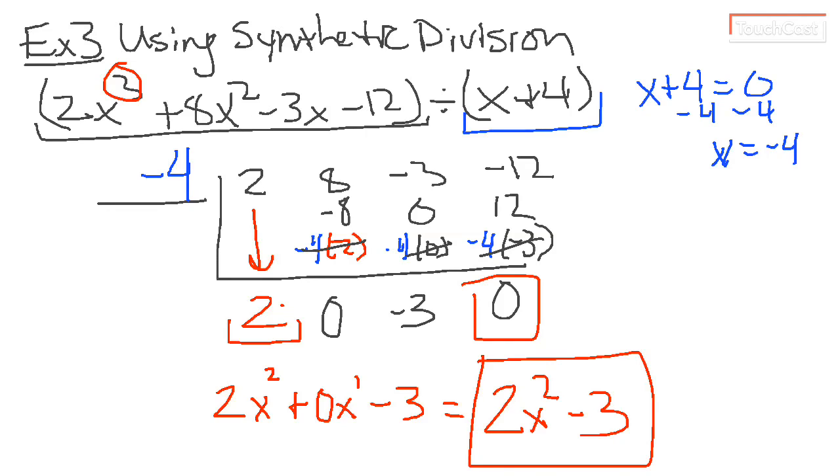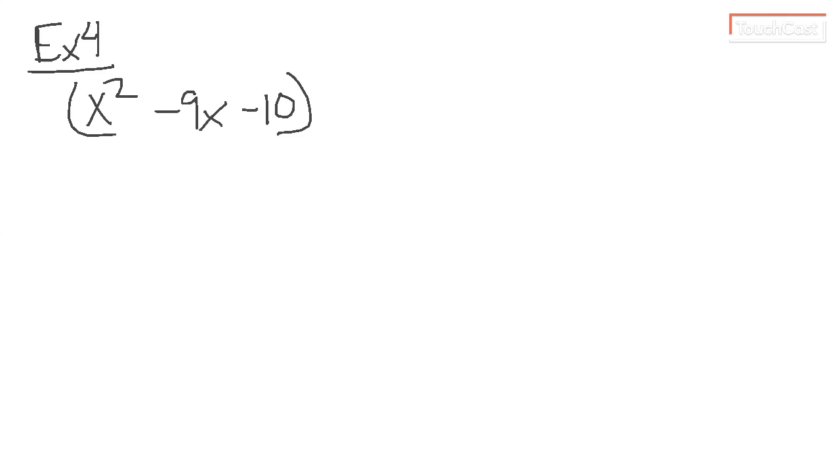I think we should look at least one more example like this. So I want to take x squared. This is our fourth example. We're going to take x squared minus 9x minus 10, and we're going to divide that by x plus 1.